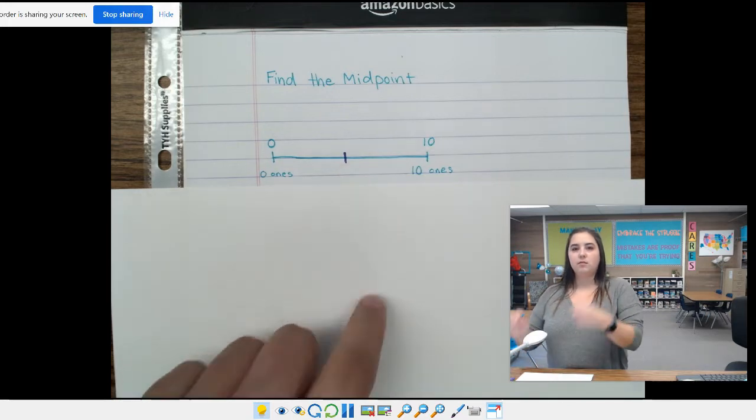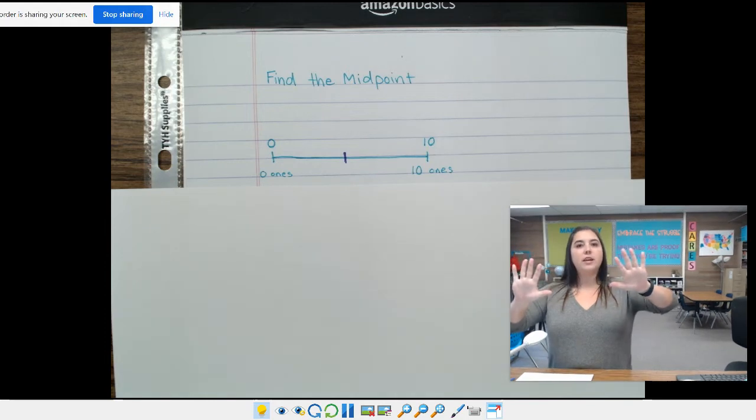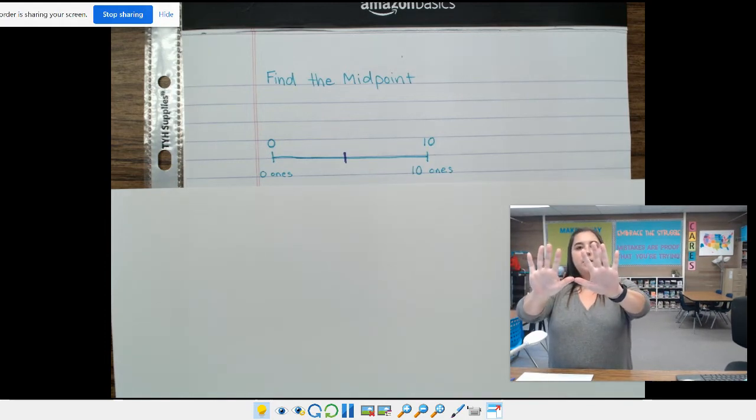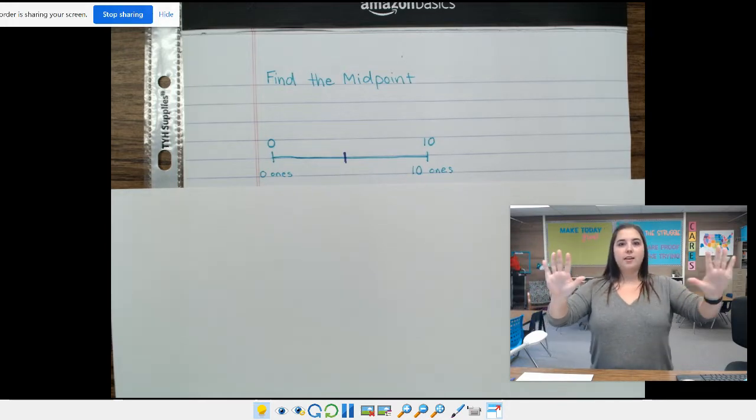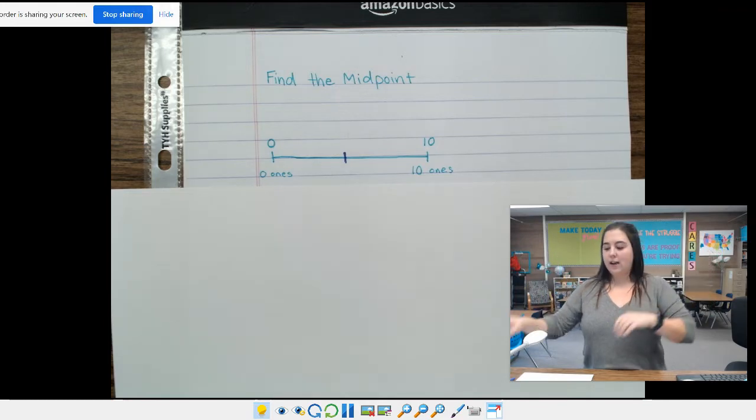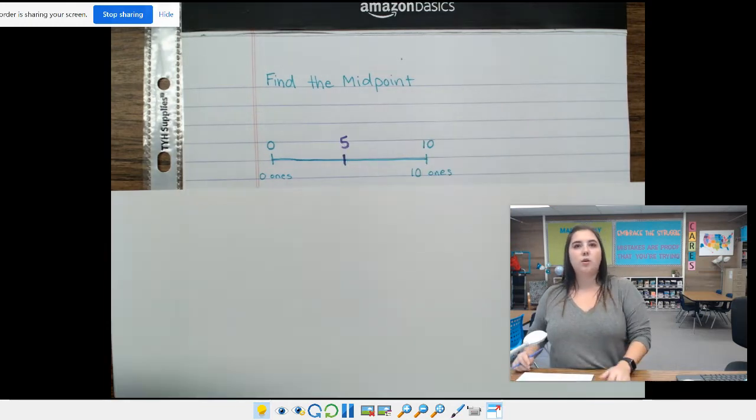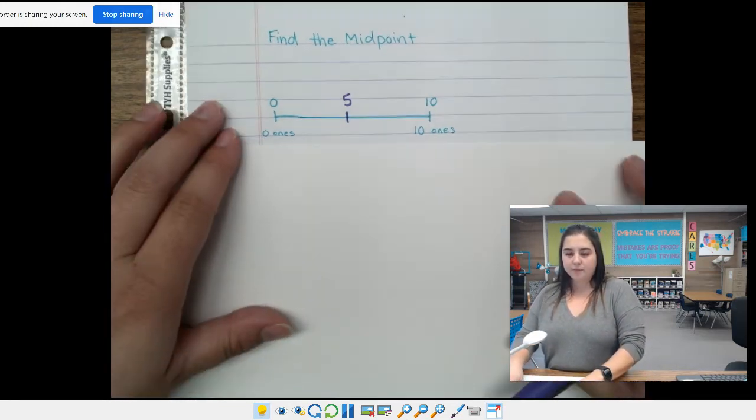If you need to, you could use your hands. Hands are great in math. So 10, I have my 10 fingers up. How can I split this into two parts? Here and here. What would be the middle then? 1, 2, 3, 4, 5. 5 is in between 0 and 10. Let's get a little more complicated.